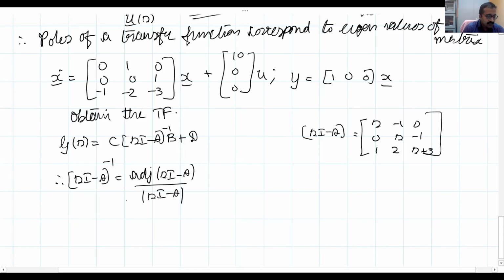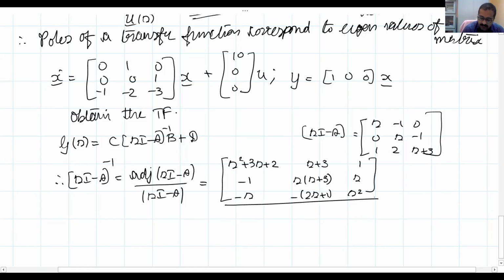Okay, so what do you get? When you do this, you should get something like this: the adjoint matrix with entries such as s square plus 3s plus 2, minus 1, minus s plus 3, s into s plus 3, minus of 2s plus 1, s square, whole divided by the determinant of sI minus A, which will be s cube plus 3s square plus 2s plus 1.